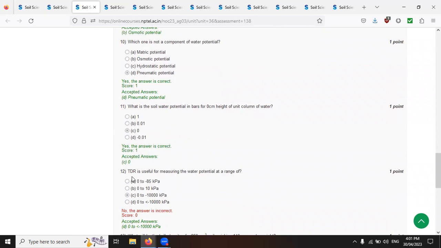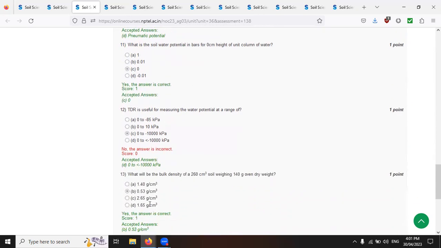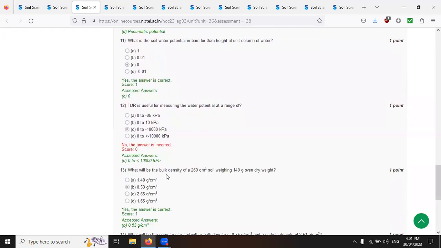TDR, time domain reflectometer, is used for measuring the water potential at a range of 0 to minus 80 kilopascals, 0 to 10 kilopascals, 0 to negative 10,000 kilopascals, or 0 to below negative 10,000 kilopascals. The answer is C.